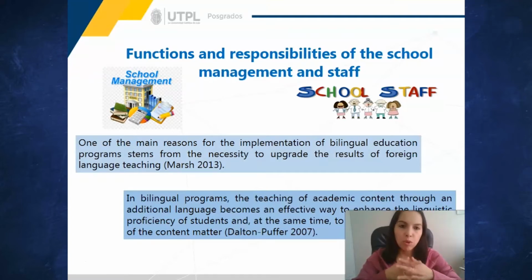The implementation of bilingual programs has as its main objective the improvement of foreign language teaching, as you know. Teaching academic content through a foreign language is an effective way to support the acquisition of the content matter. There are ample studies which corroborate that the assimilation of content through a foreign language does not interfere at all, or in many cases not to a large extent, in the learning of such content.